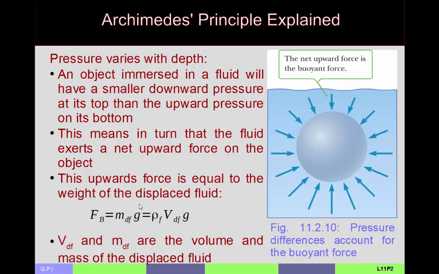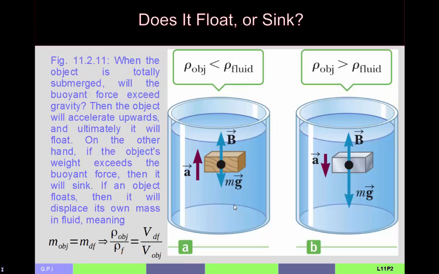Either way, what we ended up getting is that the buoyant force is equal to the weight of the displaced fluid. And so you can write that the buoyant force is the mass of the displaced fluid times free fall acceleration, which is the same as the density of the fluid times the volume of the object times the free fall acceleration.